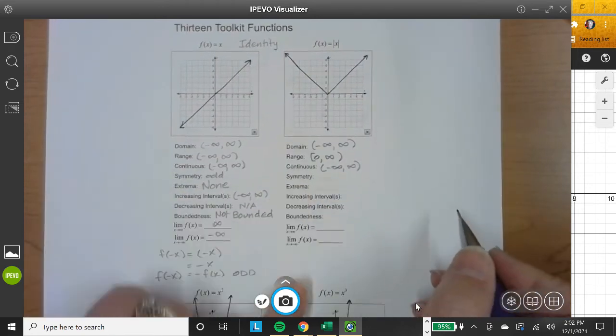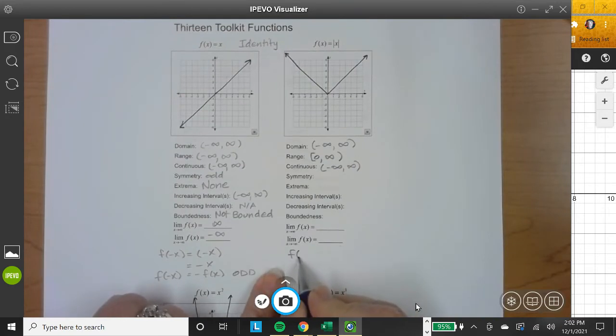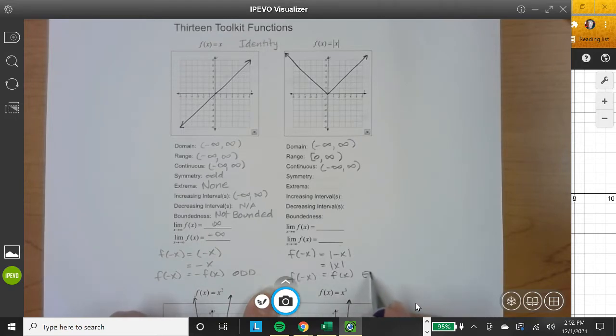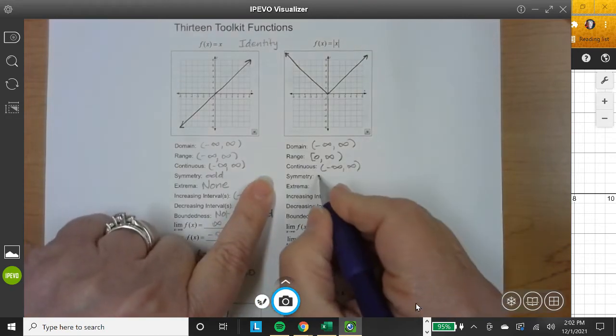Its symmetry, let's do the proof for symmetry. If I were to plug in f of negative x into the absolute value function, I would get f of absolute value of x, which is equal to f of x. So f of negative x is equal to f of x, which means this function is even. All right, so we're going to put even up here.